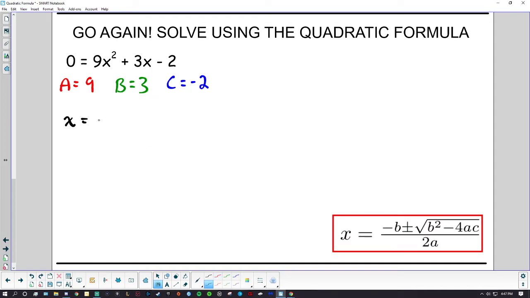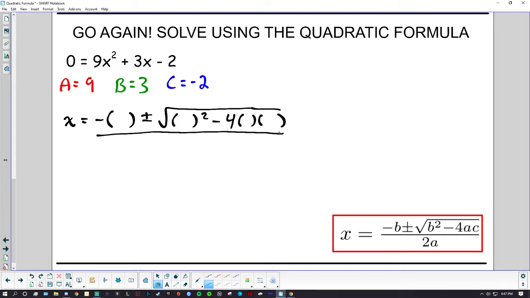X equals negative B. So let's put parentheses, plus or minus the square root of b squared, so we need parentheses, minus 4 times a times c. Again, I think it's super important you put these parentheses because people love to forget the minuses and then it gets all messed up. And then when you try to put it in the Desmos, it gets all messed up. So take this time and put in your parentheses into your quadratic formula.